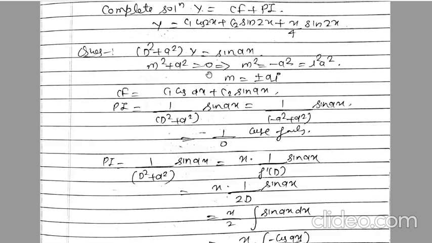So m square plus a square is equal to 0, so m is equal to plus minus ai. Right? So CF is equal to c1 cos ax plus c2 sin ax. Then PI is equal to 1 upon D square plus a square sin ax. Again the case fails, so you will multiply by x and differentiate with respect to D. So x upon 2D sin ax, 1 by D, again integration, so minus x upon 2a cos ax. This is your final answer.